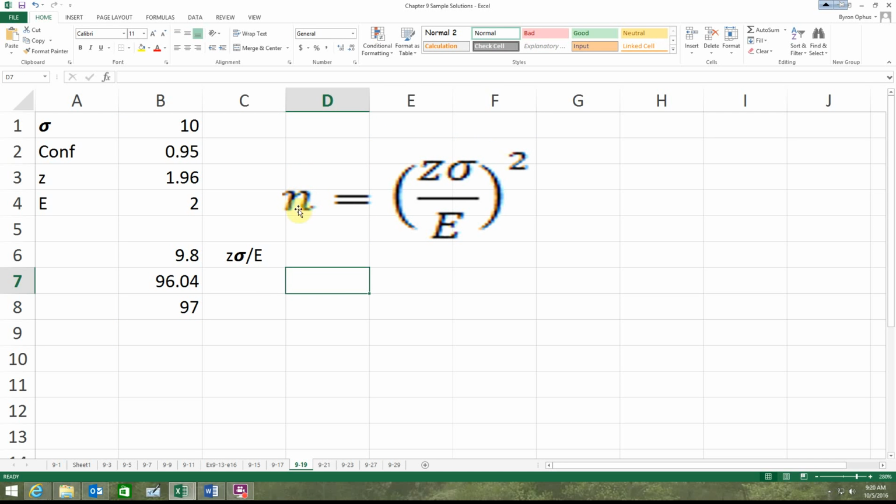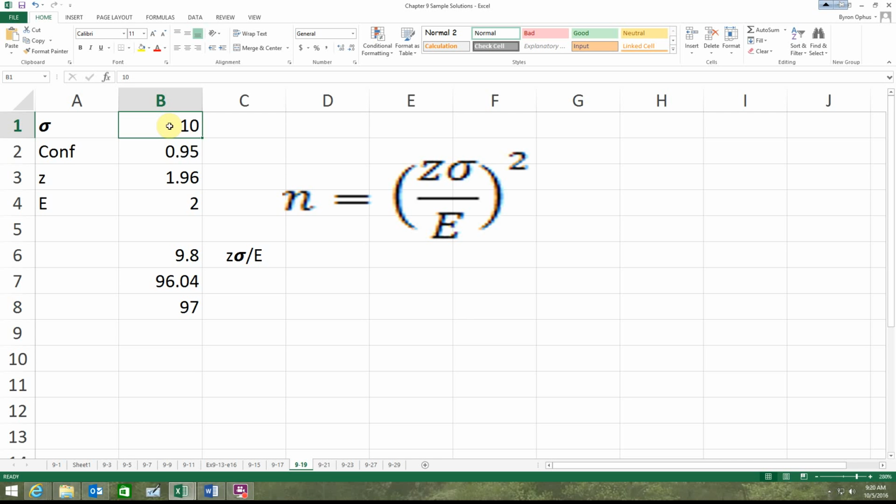Just n, our sample size, is equal to our z, which is going to be based on our confidence interval, times our standard deviation, divided by e, or the acceptable error, I think is what they call that, how far off we're willing to accept it, squared. So relatively easy formula. If we put in our data here, it's pretty simple then to do the math.